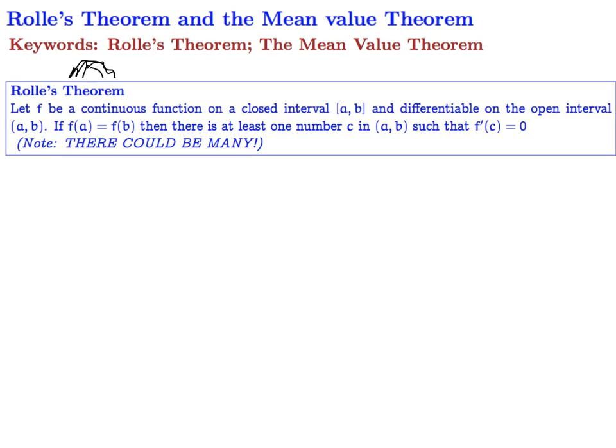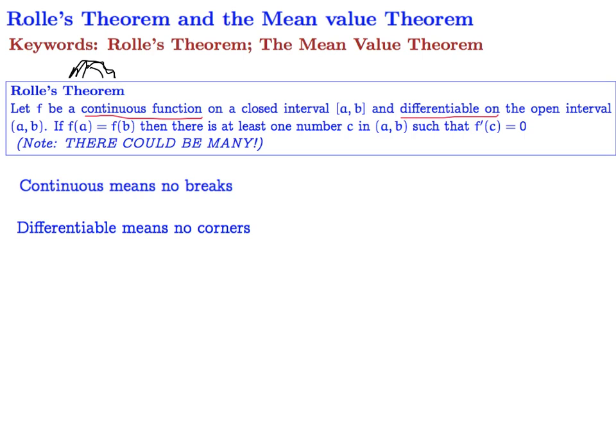Now let's draw a picture to think about what this all means. So first of all, a thing to note is that we have a continuous function, and what continuous tells us is that there's going to be no breaks in our graph. We also know that our function is going to be differentiable, and differentiable just tells us that there's going to be no corners in our graph either. The last thing to note is graphically f of a equals f of b.